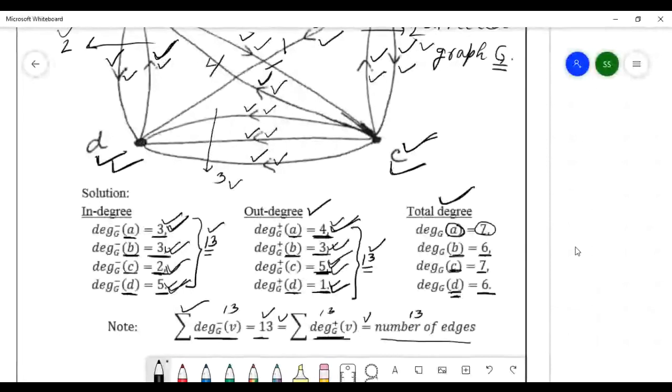The total number of edges is 13, the out degree is 13 and the in degree is 13. Okay. So all the time the same. The sum of in degrees, the sum of out degrees, and the total number of edges are all the time the same in a directed graph.